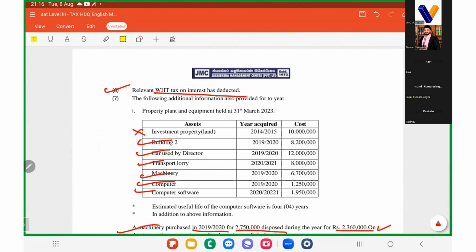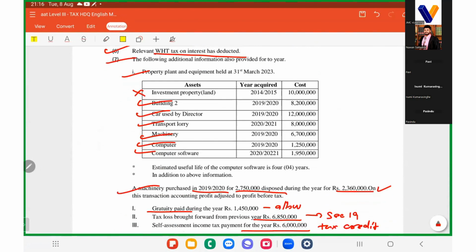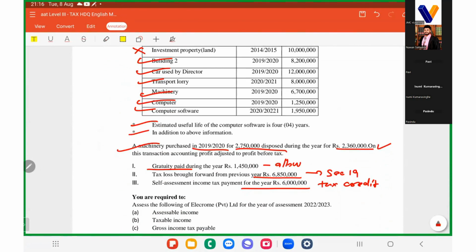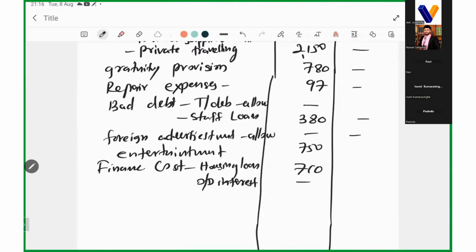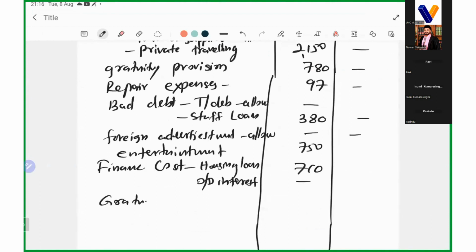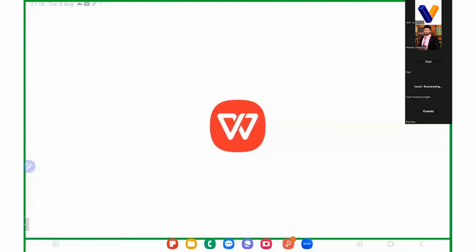So the following additional information: under property, plant and equipment we considered, right? Then the gratuity payment is there, 1,450. Even though we do not allow the gratuity provision, gratuity payments are allowed. How much? 1,450. So you have to deduct that.